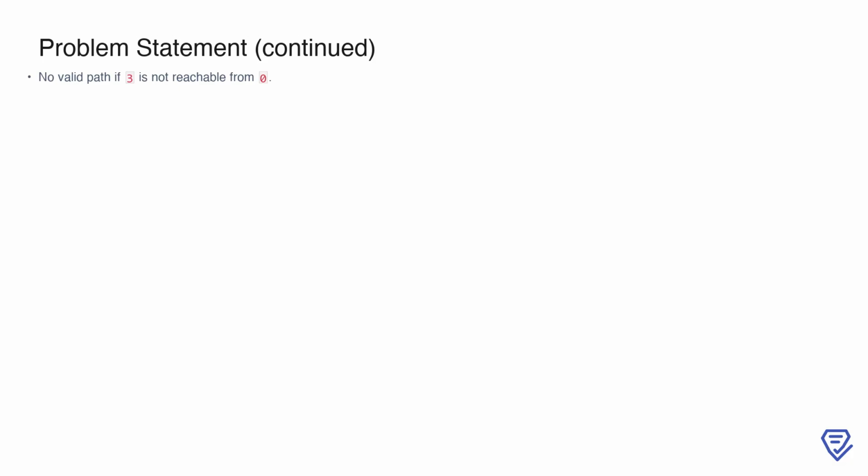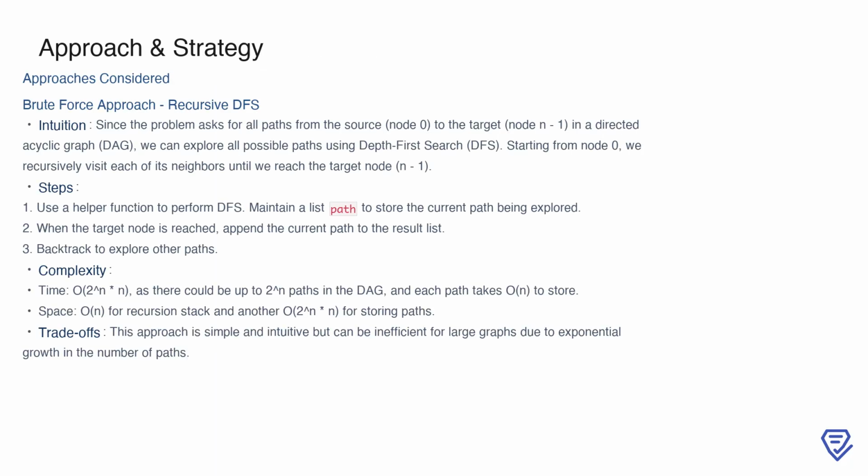all possible scenarios. To solve this problem, we first consider the brute force approach using a recursive depth-first search, or DFS. The intuition behind this method is straightforward: since we need to find all paths from the source node, which is node 0, to the target node, node n-1, we can explore every possible path in the directed acyclic graph, or DAG, using DFS. Starting at node 0, we recursively visit its neighbors, keeping track of the path in progress. Once we reach the target node, we save the entire path to our result list.